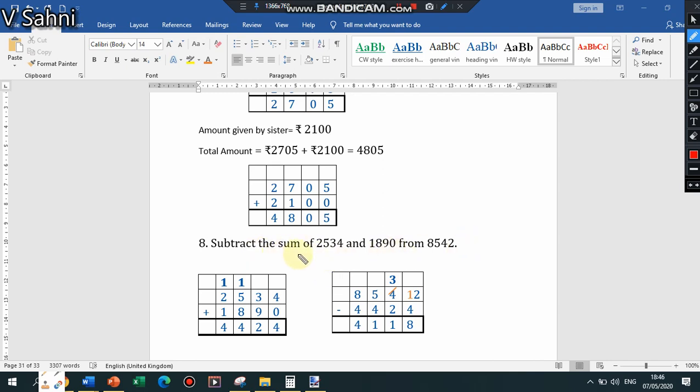Keep that concept in mind. So what are you supposed to do? Subtract the sum of this from this. So first we are going to add these two numbers, and whatever answer you will get, you will subtract it from this number. Alright.